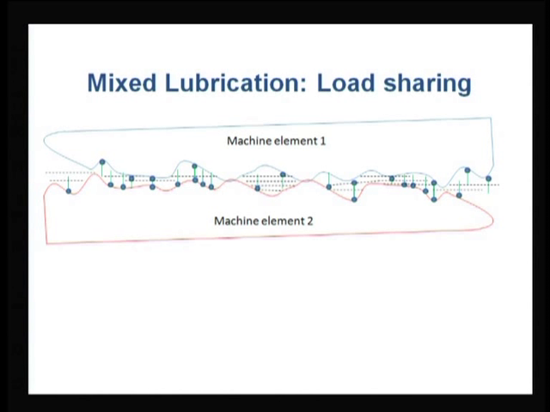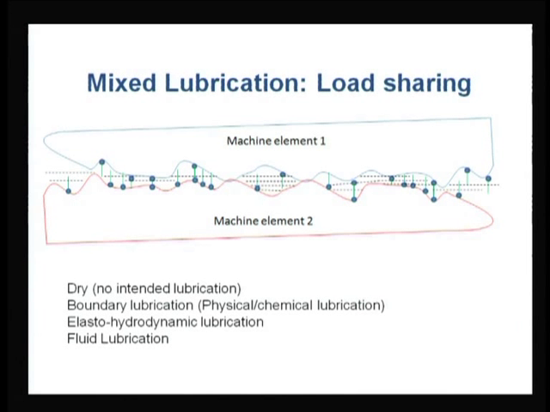lubrication. There is a part dry lubrication, there is boundary lubrication, there is liquid or fluid film lubrication, or if there is a relative velocity, then it will be called hydrodynamic lubrication, and there is a possibility of elasto-hydrodynamic lubrication. So, you can say there is a dry contact, boundary lubrication, elasto-hydrodynamic lubrication and fluid film lubrication. If I mix all together, that makes mixed lubrication, and that was shown in the previous slide.